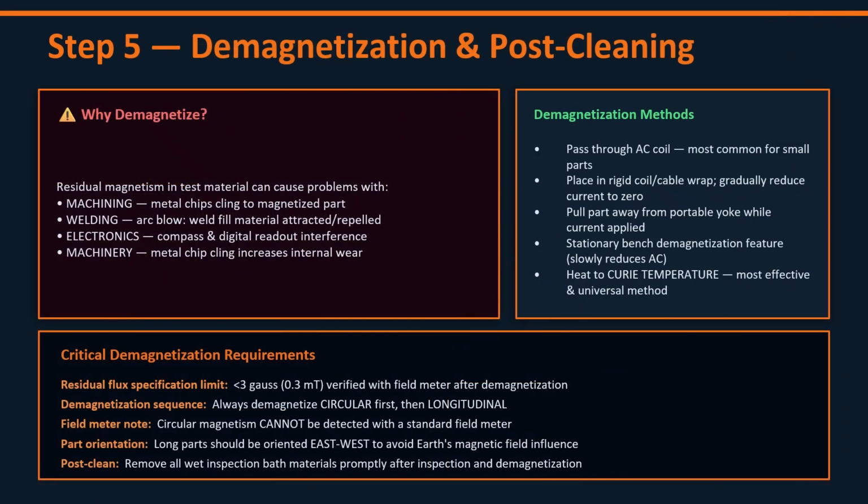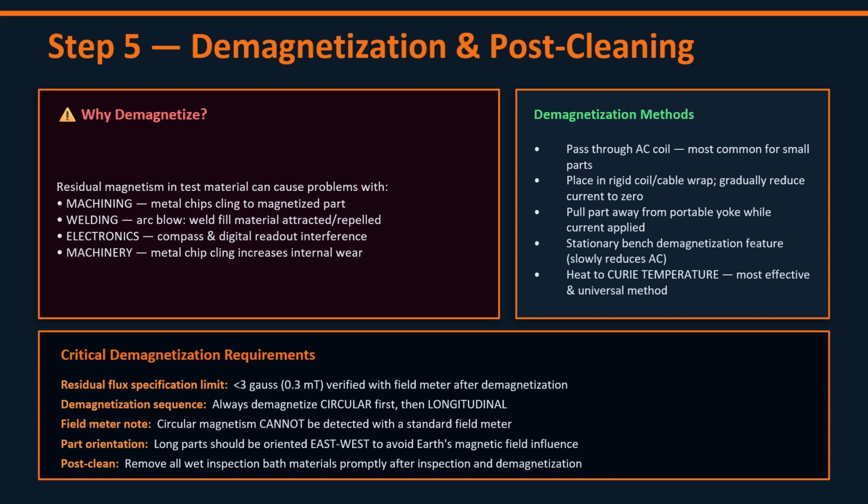Demagnetization is sometimes treated as the final button to press, but it has important engineering consequences. Residual magnetism can attract chips during machining, interfere with instruments, influence welding through arc blow, and contribute to unwanted particle attraction in machinery. Several demagnetization methods are shown. Small components may be passed through an AC coil while the field is gradually reduced. A component can also be placed in a coil or cable wrap and the current reduced progressively. With suitable equipment, a yoke can be withdrawn from the component while energized. Stationary benches often have a controlled demagnetization function.